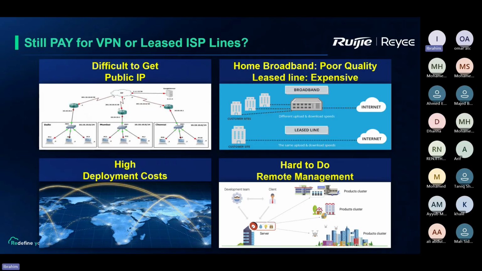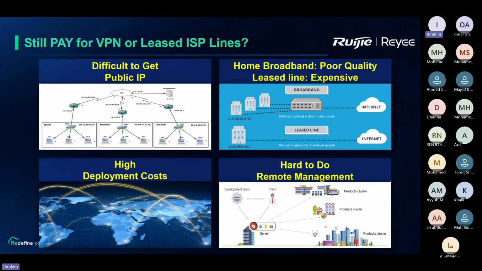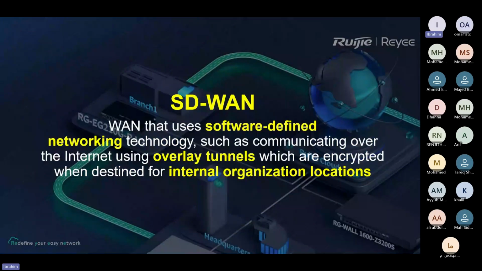Okay, so why is the traditional approach a problem? As you see, this is a summary of the VPN problems: it's difficult to get an IP address, the leased line is very expensive, deployment cost is high, and maintenance is very hard. So what is the solution today?